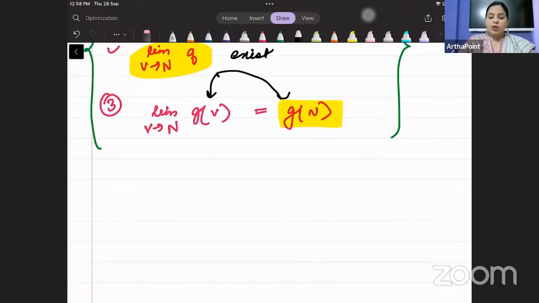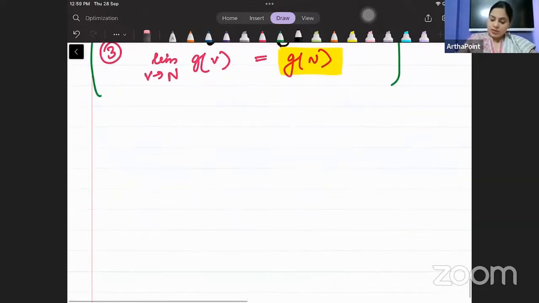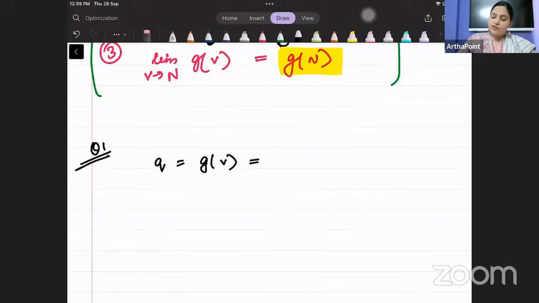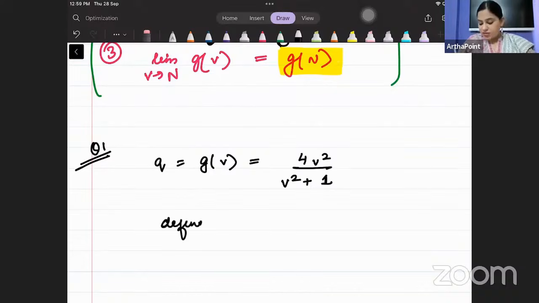right बेटा? OK, now let us go ahead and let us try to think of some examples of continuity and discontinuity, and accordingly you can understand these questions. ठीक है बेटा? So question number 1, let's say that q is equal to gv। ये आपको एक function दिया हुआ है 4v square upon v square plus 1. This is the function given to you and it is said that it is defined from minus infinity to infinity. ठीक है?